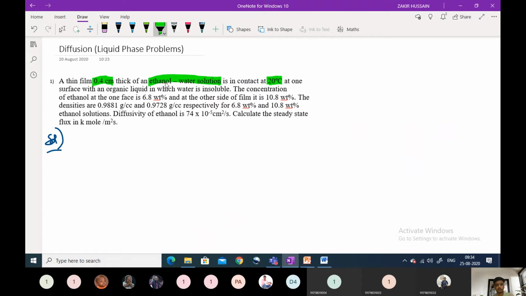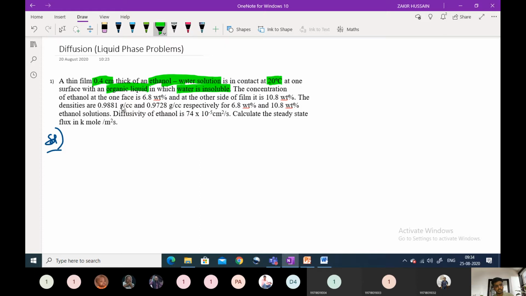So this ethanol and water solution is in contact at one surface with an organic liquid, in which water is insoluble. This statement is important. Water is insoluble, meaning if you consider ethanol as A and water as B, then ethanol A is just diffusing into the organic liquid, but water is not at all diffusing. So water is insoluble, meaning A through non-diffusing B case.